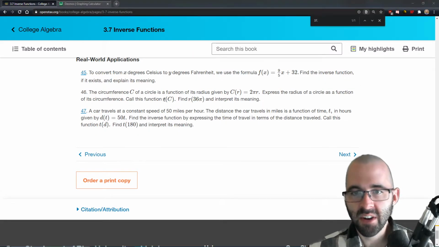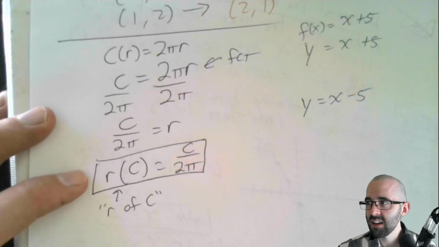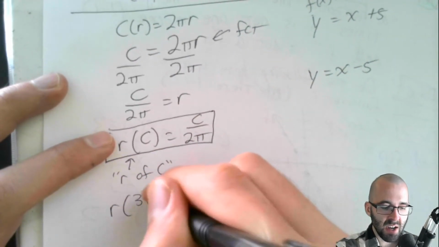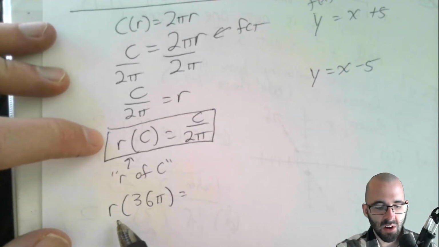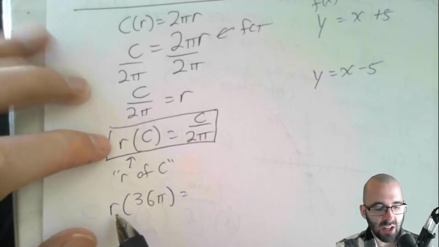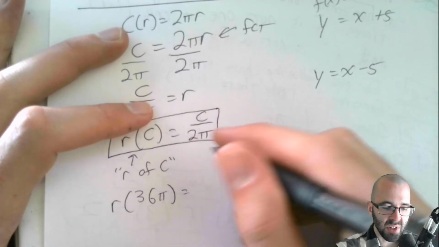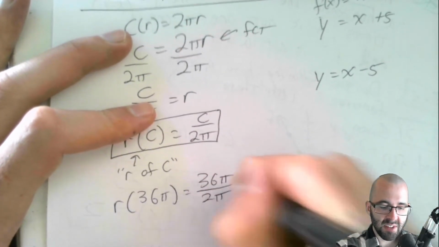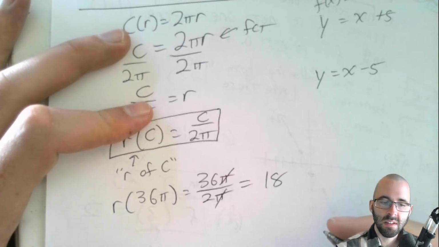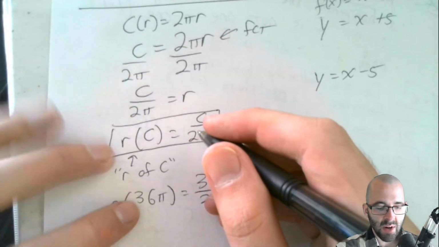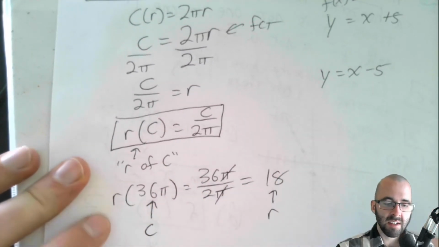Moving on. So we found r of c. This says find r of 36 pi and interpret its meaning. So r of 36 pi. Oh, okay. This is like f of 2. R of 36 pi. It's, okay, take this function that we found, evaluate it when c is 36 pi. So replace the c with 36 pi, and let's see what it simplifies to. Well, the pi's are going to cancel. 36 divided by 2 is 18. So notice, right, that when c is 36 pi, r is 18.